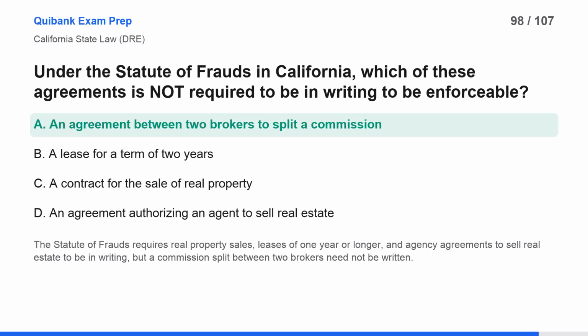The answer is A. An agreement between two brokers to split a commission. The Statute of Frauds requires real property sales, leases of 1 year or longer, and agency agreements to sell real estate to be in writing, but a commission split between two brokers need not be written.